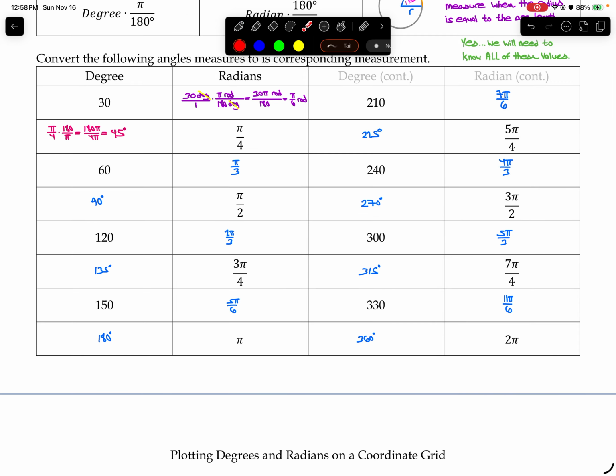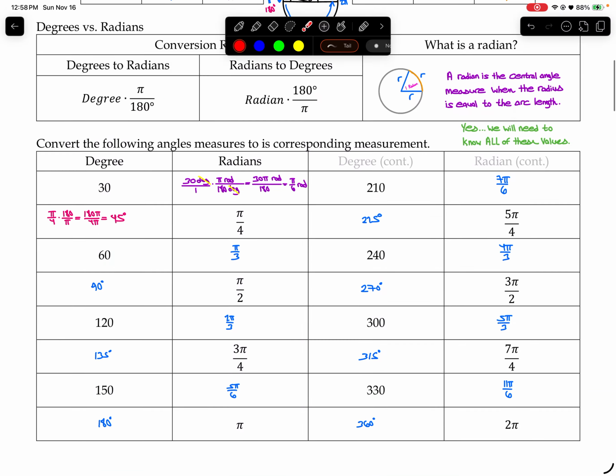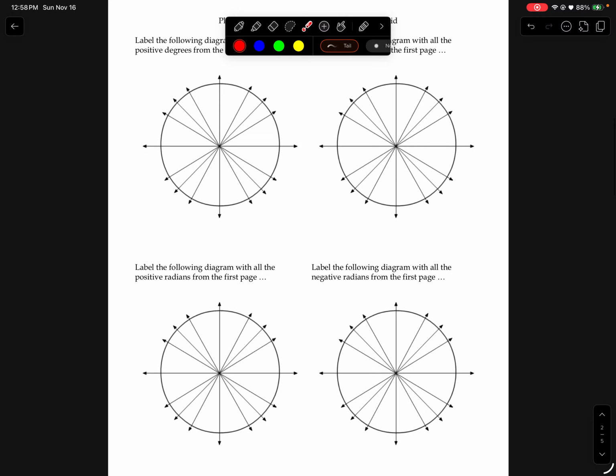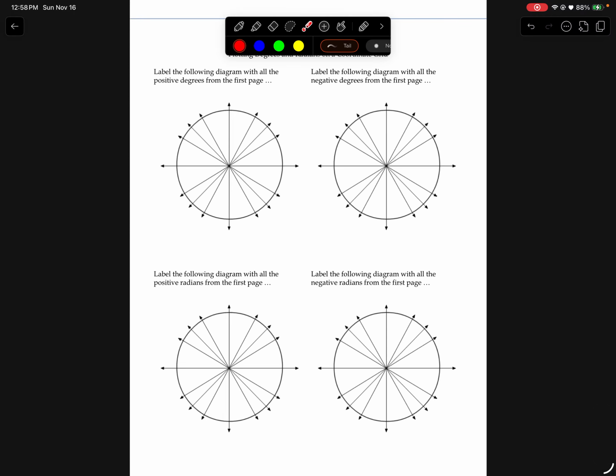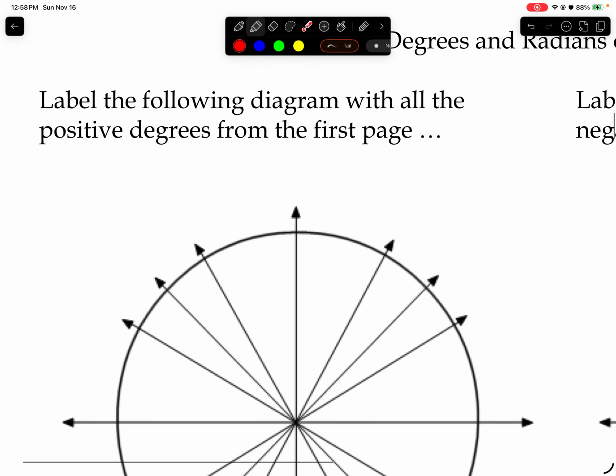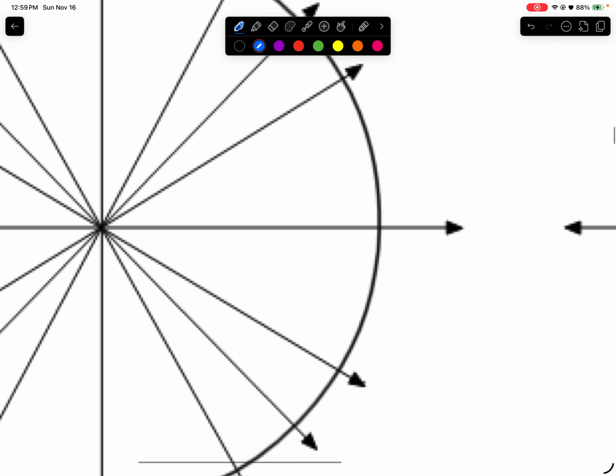So, of course, ideally, you should show your computations that lead to the conversion in each step, but we'll get more into that later. So now down here, this is just to kind of familiarize with what we're about to do. It's called the unit circle. The unit circle is going to be the next lesson, but we're just going to kind of slowly transition into it. So what we're going to do is we're going to be given kind of a skeletal framework of all these degrees in radians. So for the first one, this first little picture here, we're going to do all the positive degrees from the first page. So when I say positive degrees, what's going to happen is we're going to start at 0 degrees.